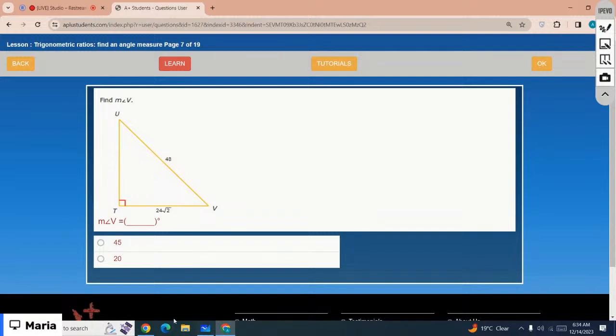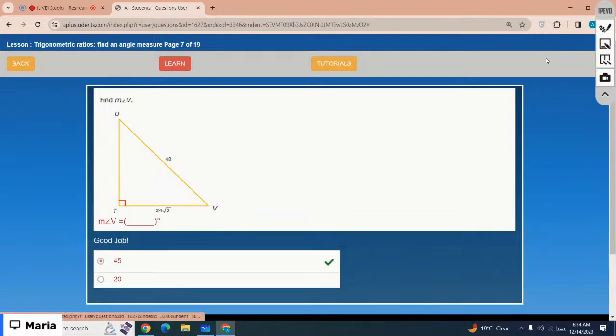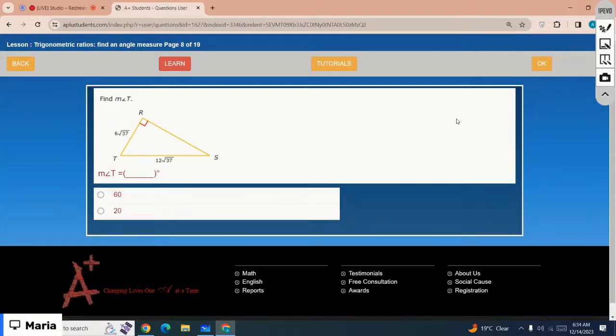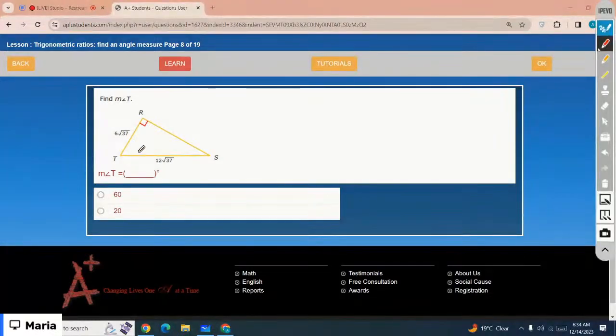Yes, 45 it is. The correct option is 45 degrees, right? Okay, the next one is measurement of angle T. Okay, here is angle T, right? So we can use cos of angle T, right?